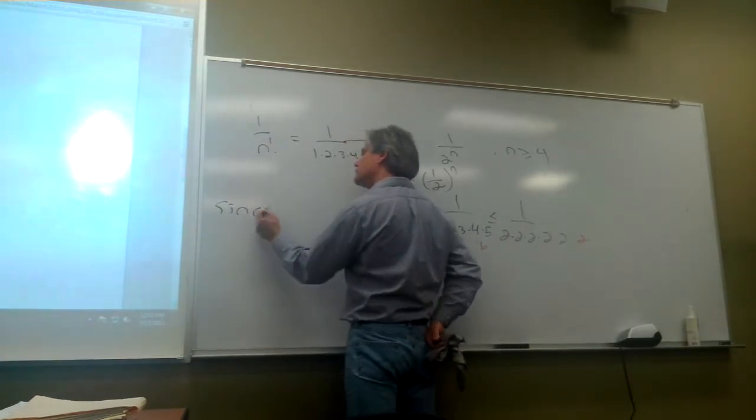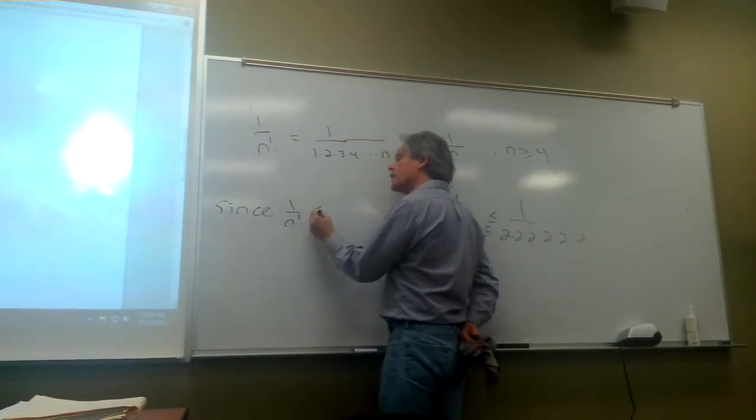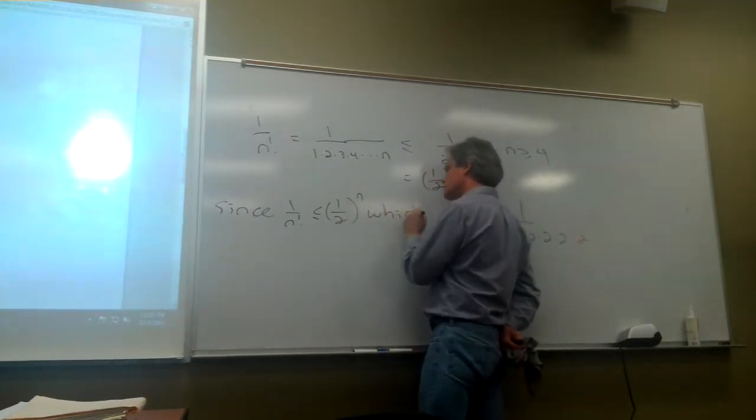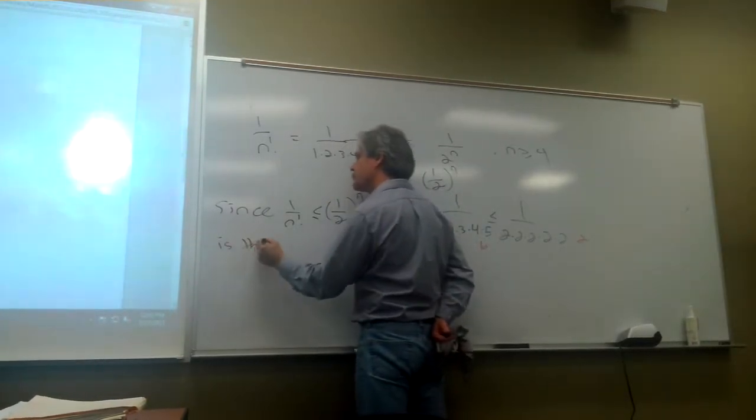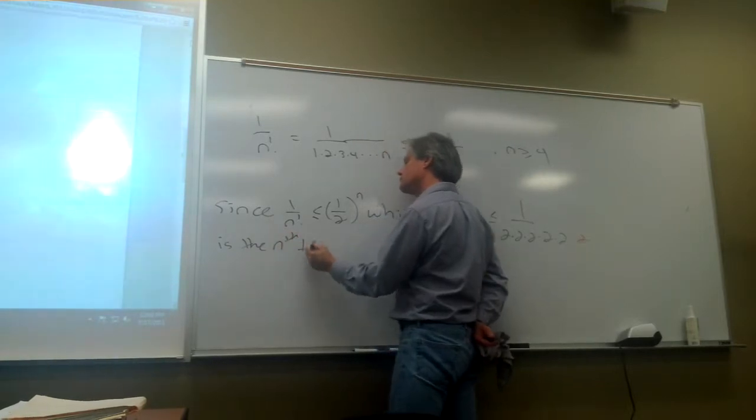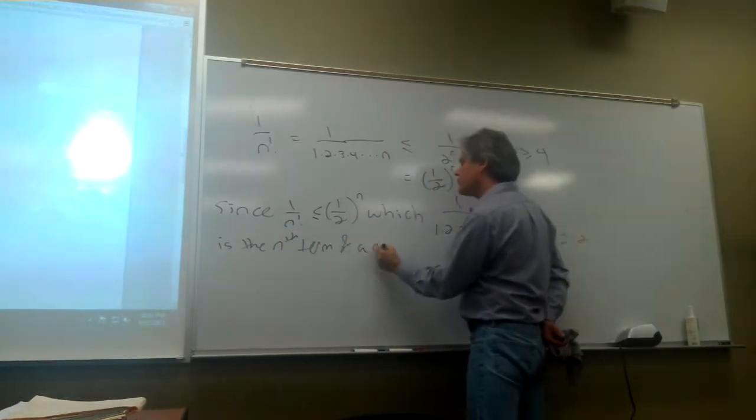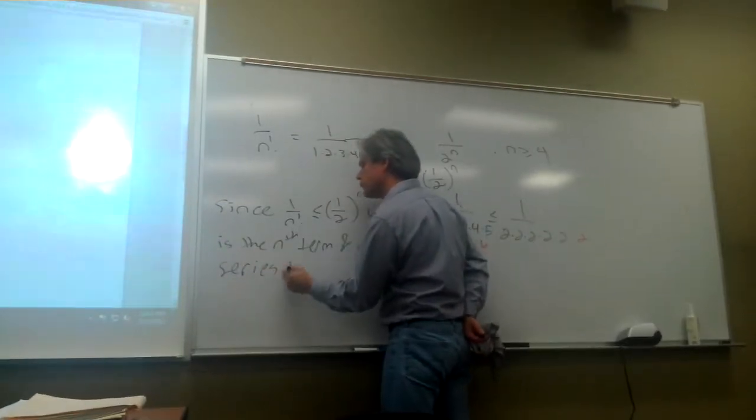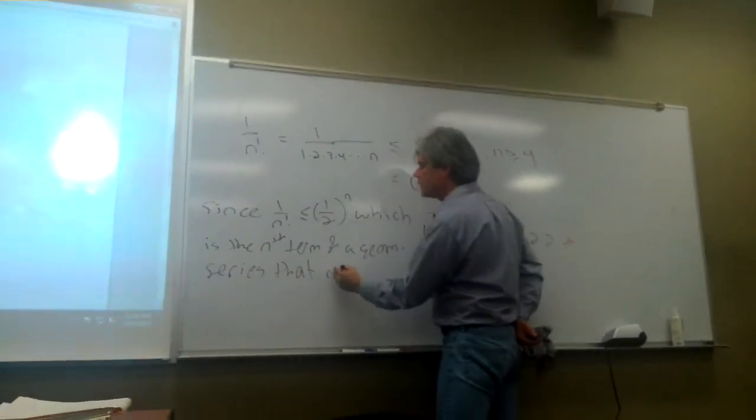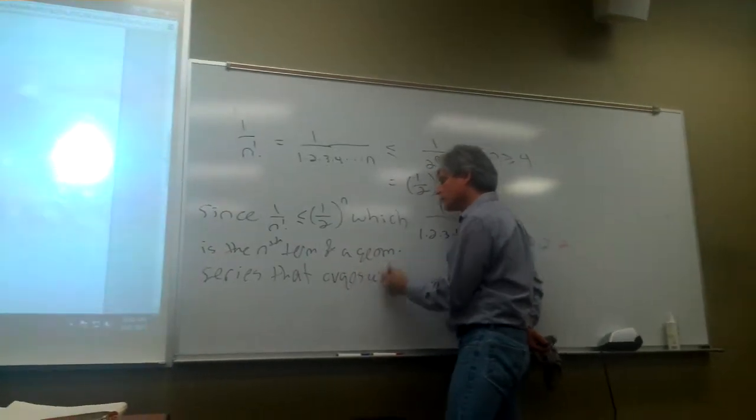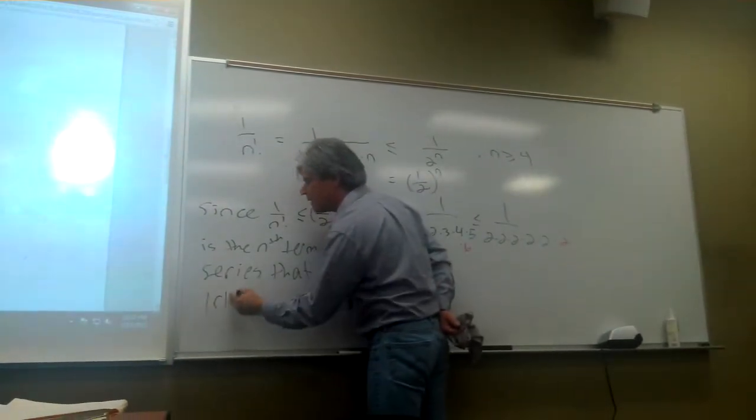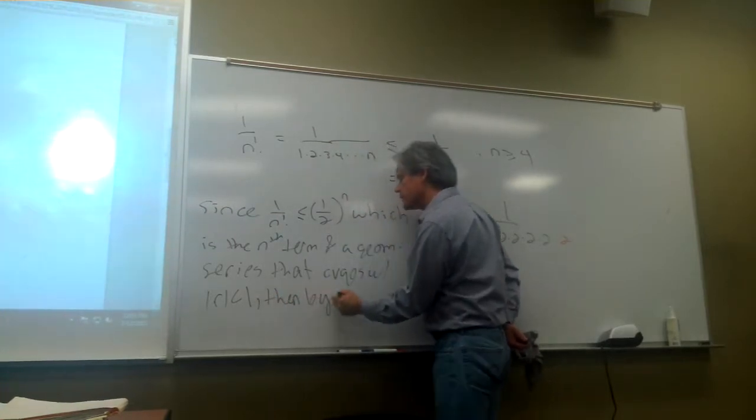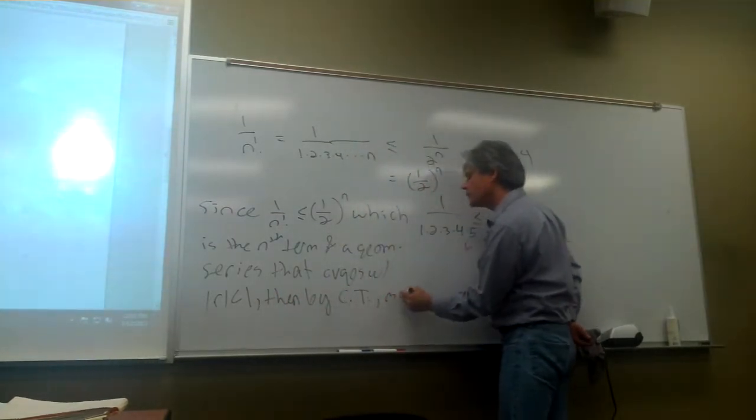Since 1 over n factorial is less than or equal to 1/2 raised to the power n, which is the nth term of a geometric series that converges, with my r value in absolute value being strictly less than 1, then by the comparison test, my series converges as well.